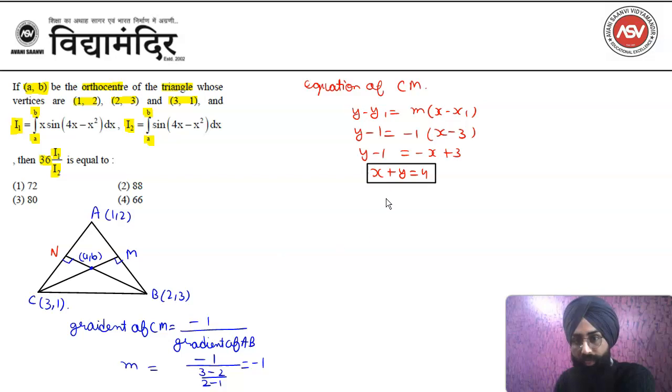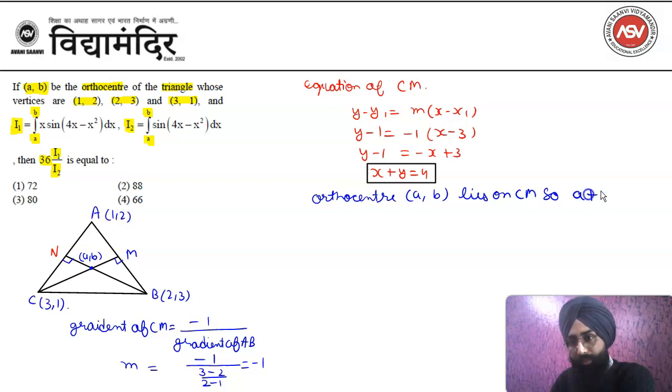So you can directly say here that the orthocenter (A, B) lies on this line. So we can put the coordinates of A and B here. It will be A plus B equal to 4. So this is the result we got, and it will be useful to solve these. We don't have to individually find the values of A and B.